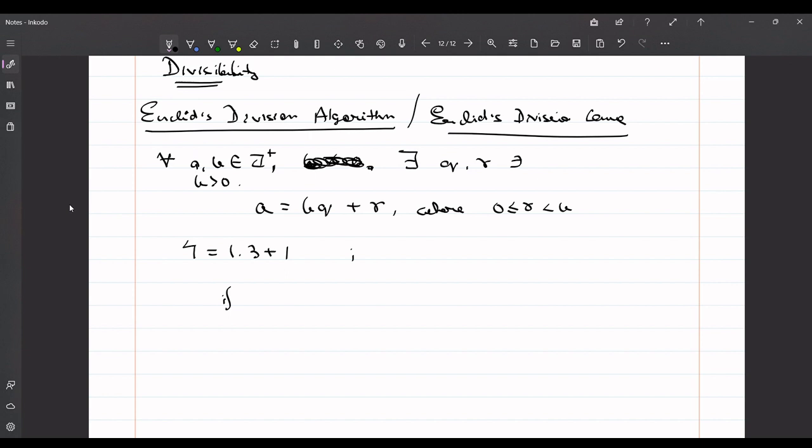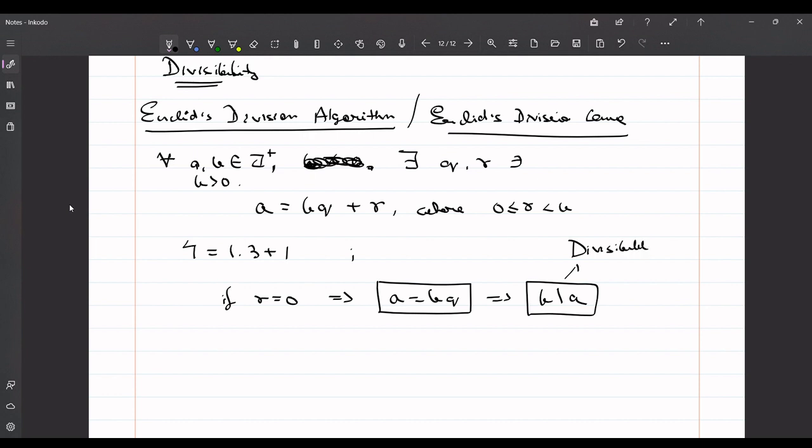Now, if r is equal to 0, then we have a equals bq, and this representation leads us to the concept that b divides a. Okay, so b divides a basically means that a is some multiple of b. Clear? For example, 3 divides 6, because 6 is 2 times 3. I think this is a very basic level of understanding for students. Is it clear? So this is Euclid's division lemma, and this is the basic of divisibility. Okay, b divides a if and only if a can be written as b times q.